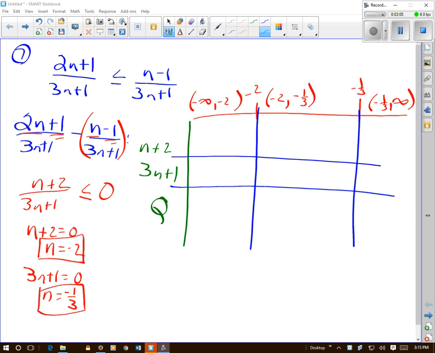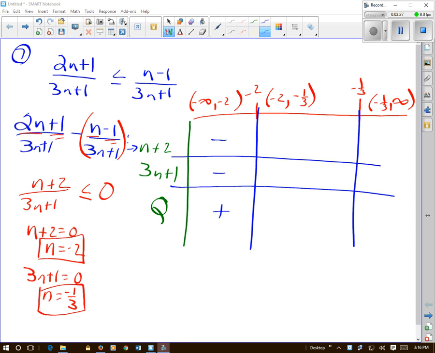So from negative infinity to negative 2, I'm going to pick something in that interval, let's say negative 10. So if I put negative 10 in for n, for this first expression, I'm going to get a negative. That's all I care about. Into 3n plus 1, I'm going to get a negative again. When I divide those, that result will be positive.